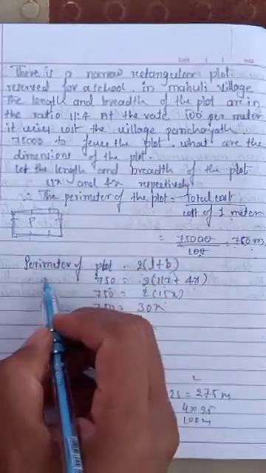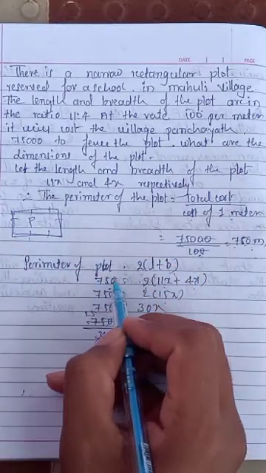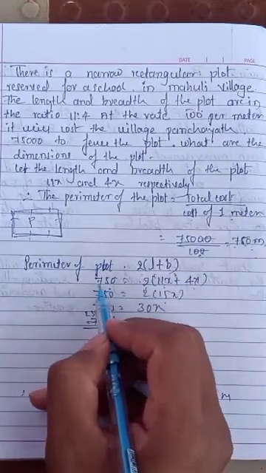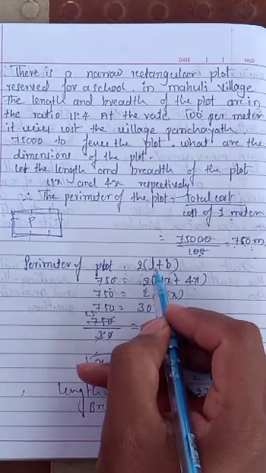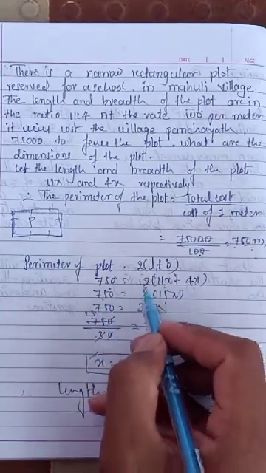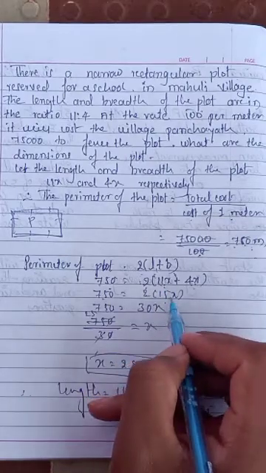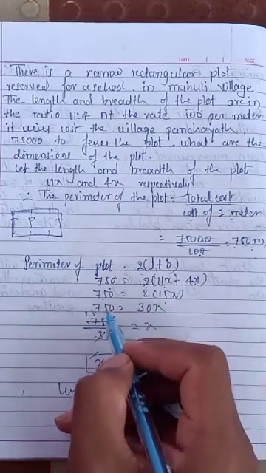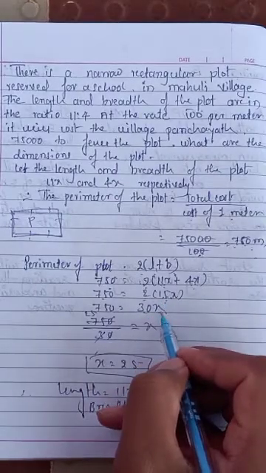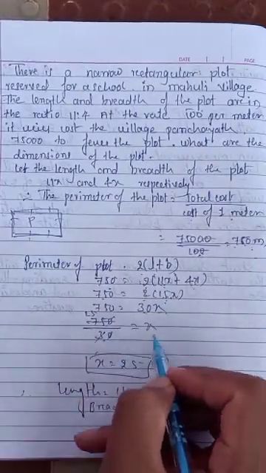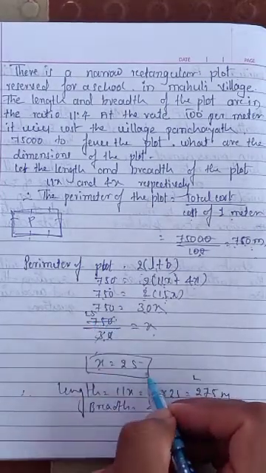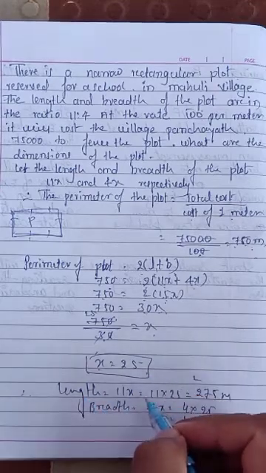Cleared? Next, perimeter of the plot is equal to 2 times (L plus B). So 750 as it is, 2 also as it is. The length is 11x, breadth is 4x. 11x plus 4x is 15x. 750 as it is, 15 times 2 is 30. Next, 750 divided by 30 is equal to x. 0 0 cancel, 3 sevens are 25. What is your x value? 25.